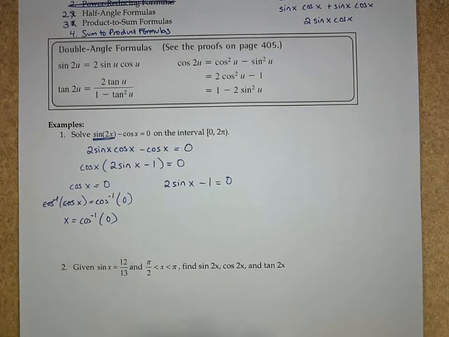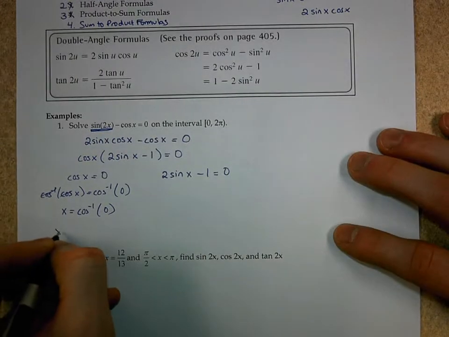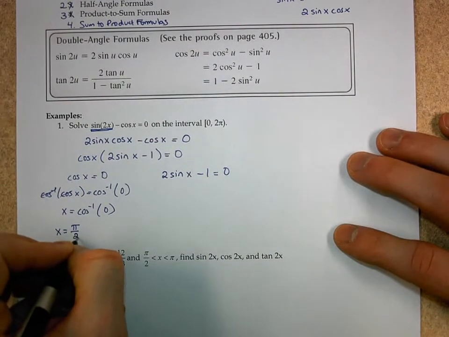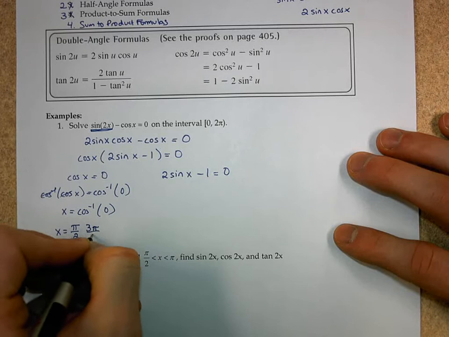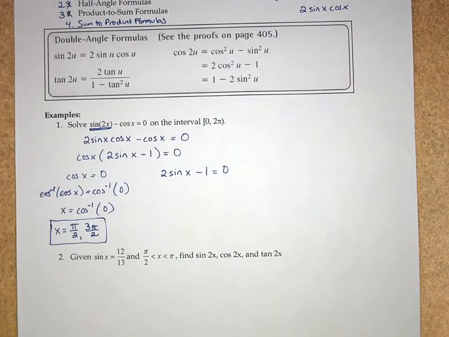And there's two values from 0 to 2 pi where we get a cosine being 0. And that's at pi over 2 and 3 pi over 2. Right on the y-axis on our unit circle.